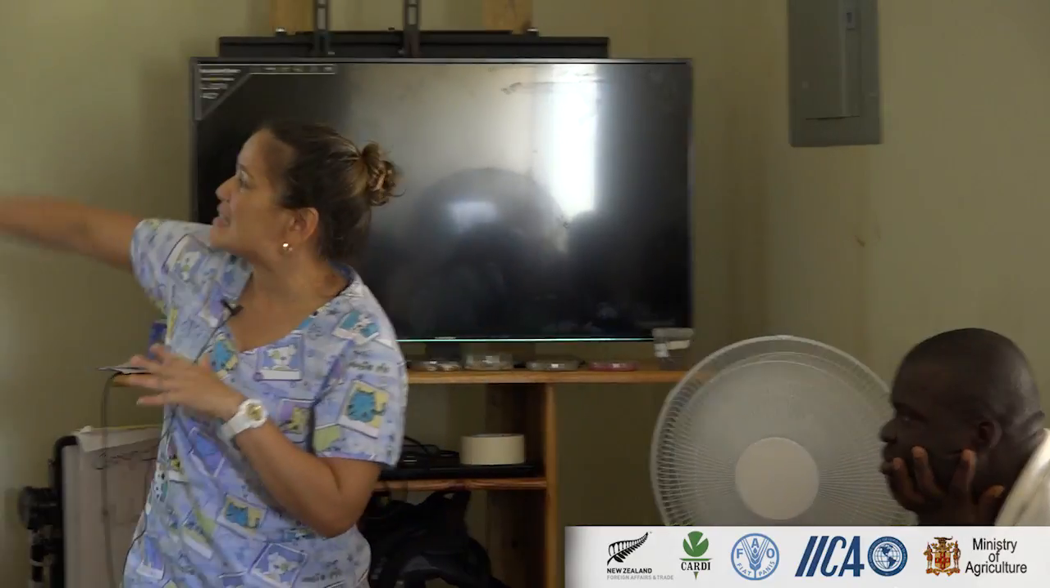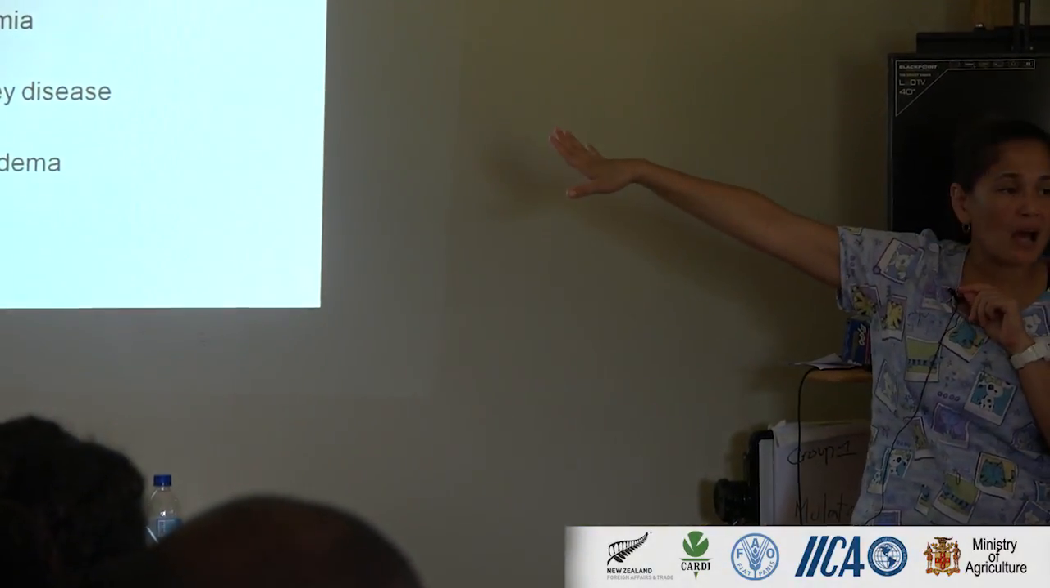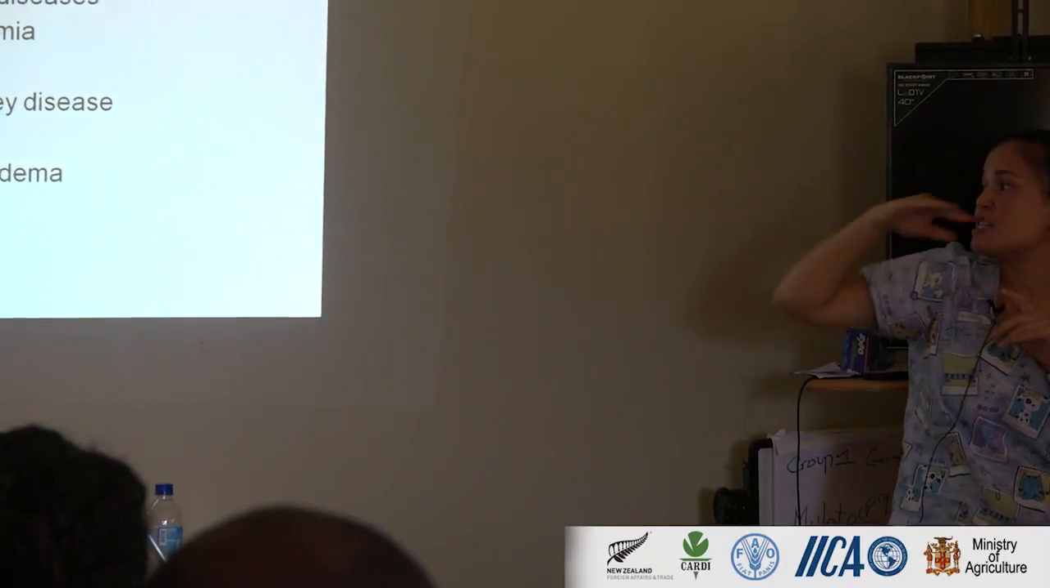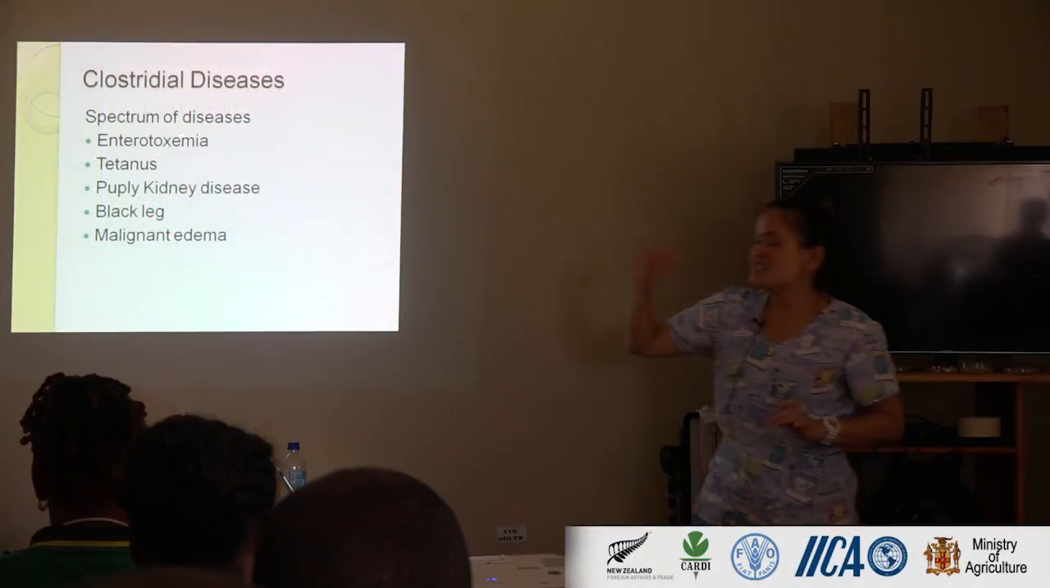You cut them, their belly is full of blood, their abdomen, their thorax, everywhere is just blood. And there are different spectrums. There's the enterotoxemias, tetanus, pulpy kidney disease, black leg, malignant edema. All of these are the Clostridials. Pulpy kidney disease, where you see the kidney, it's swollen, big, fat, and red. And it's actually kind of mushy too.